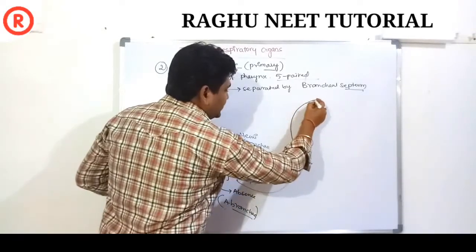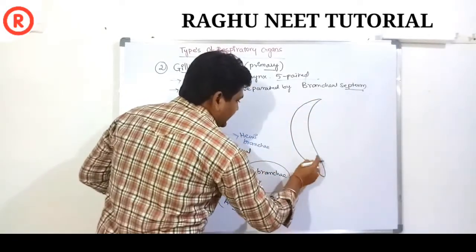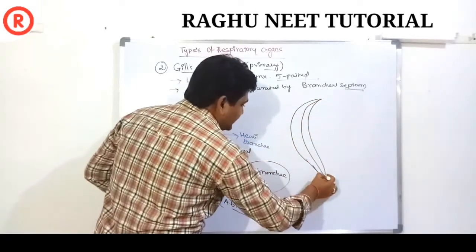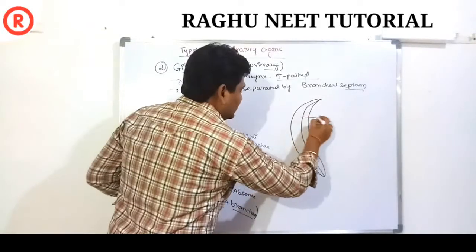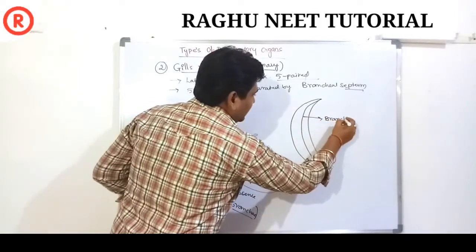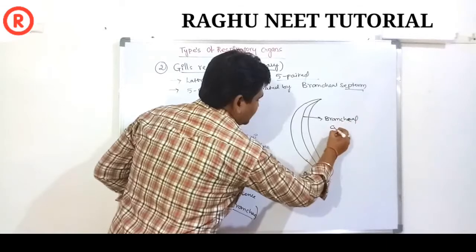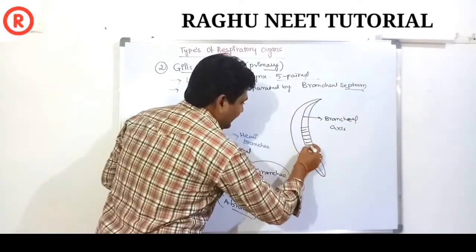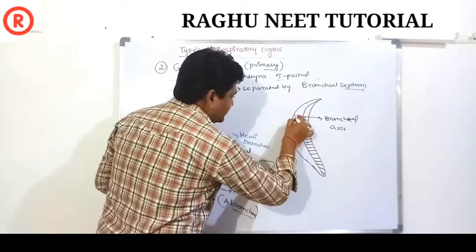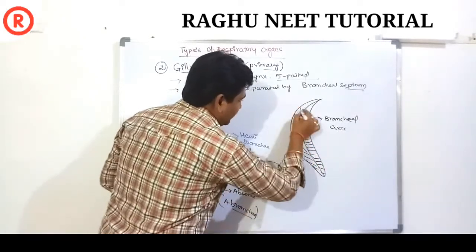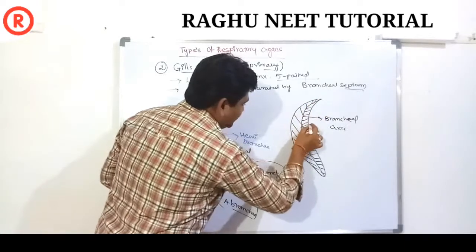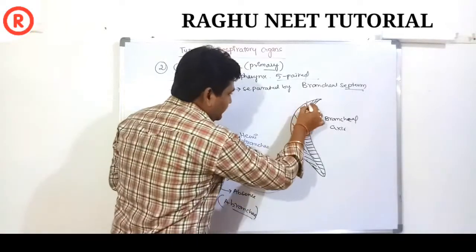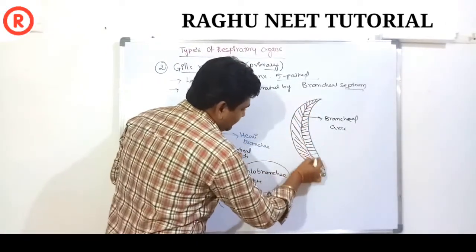The structure of the gill looks like a leaf-like structure. Centrally it consists of one axis, known as the central branchial axis. On either side of the branchial axis are the lamellae. The lamella consists of a rich amount of blood capillaries. The rich amount of blood capillaries is useful for the exchange of gases for respiration. A huge amount of blood capillaries are there.